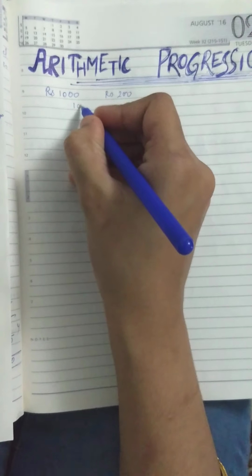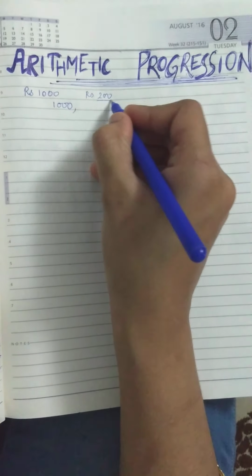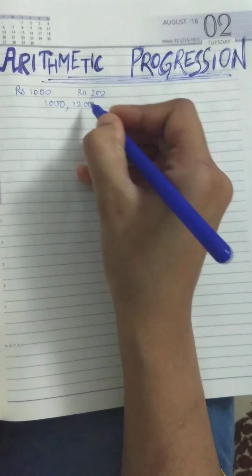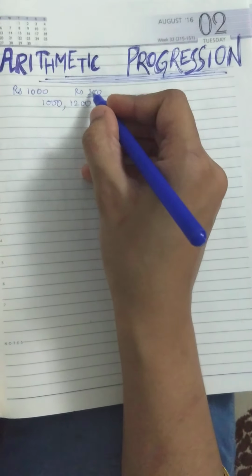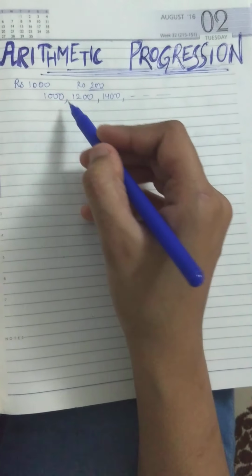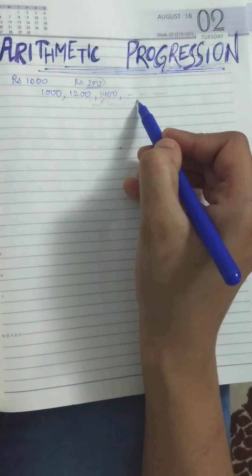So for the first year my salary would be 1000, but after 1 year my salary would be 1200. Then after another year my salary would be 1400 rupees, and so on. My salary is increasing by rupees 200 every year.